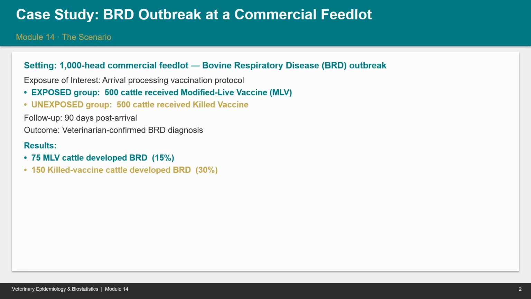Let's dive in. First scenario, we have a 1,000 head feedlot investigating a bovine respiratory disease outbreak. Half the cattle received a modified live vaccine on arrival, and half received a killed vaccine. We're asking, does the type of vaccine affect the risk of BRD over the first 90 days? We have 75 BRD cases in the modified live virus group and 150 in the killed vaccine group. Let's build our table and calculate every measure we've covered.